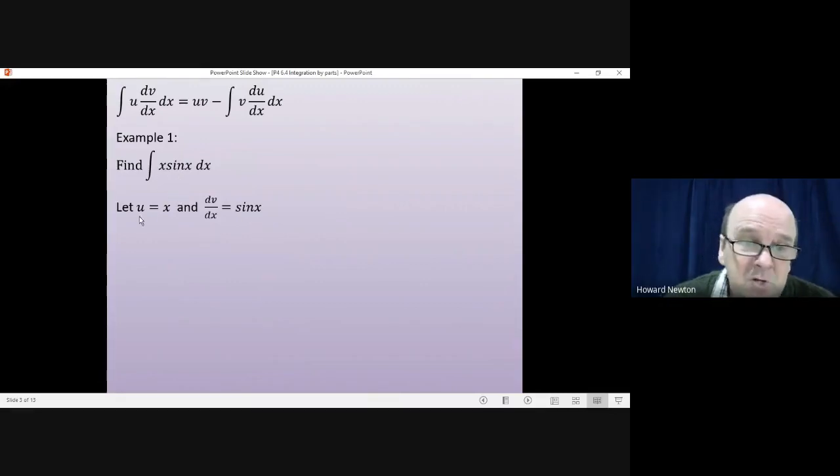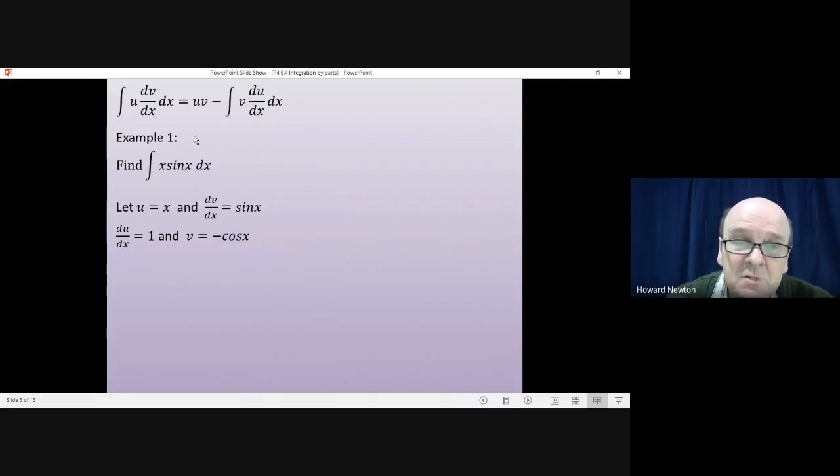The reason why we've chosen u to be x is that when I differentiate this, it becomes simpler. But if I were to differentiate sine x, it just becomes cos x. It doesn't become simpler. So that's the normal rule of thumb. So u is x. That means du by dx, if I differentiate it, as I say, it becomes simpler. It just becomes 1. dv by dx we need to integrate, and if we integrate that, we'll get v equals minus cos x. We now know all four things that we need to know in the equation.